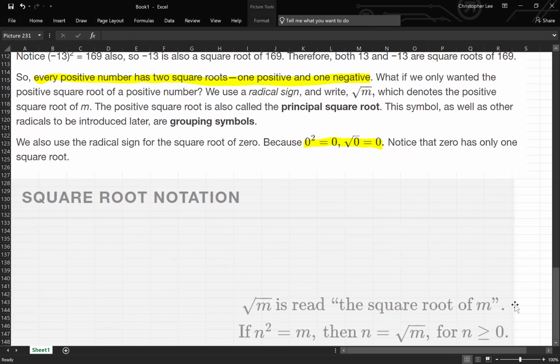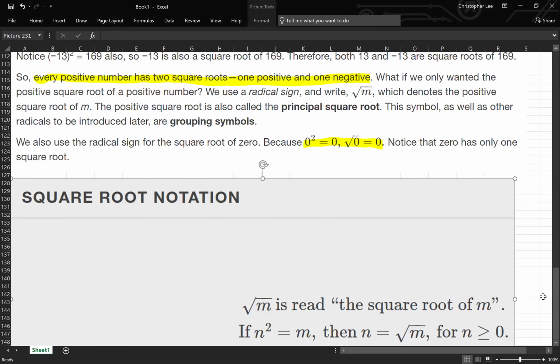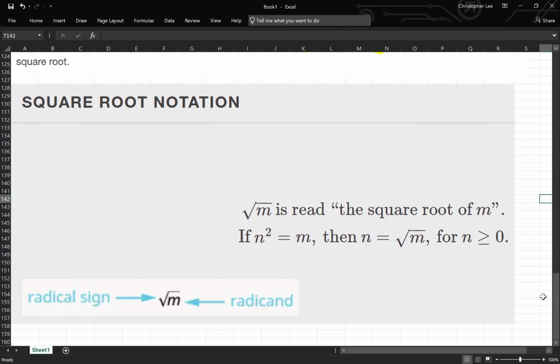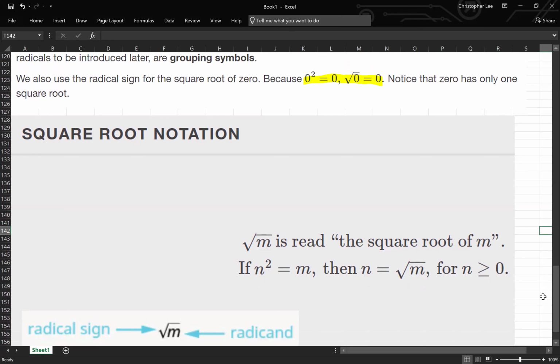All right, so let's talk about square root notation. The square root of m is read the square root of m. If n squared is equal to m, then n is equal to the square root of m for n greater than or equal to zero. So the radical sign, right? That's the check mark looking house kind of thing. And the radicand is what's inside of that house, right? On the inside.